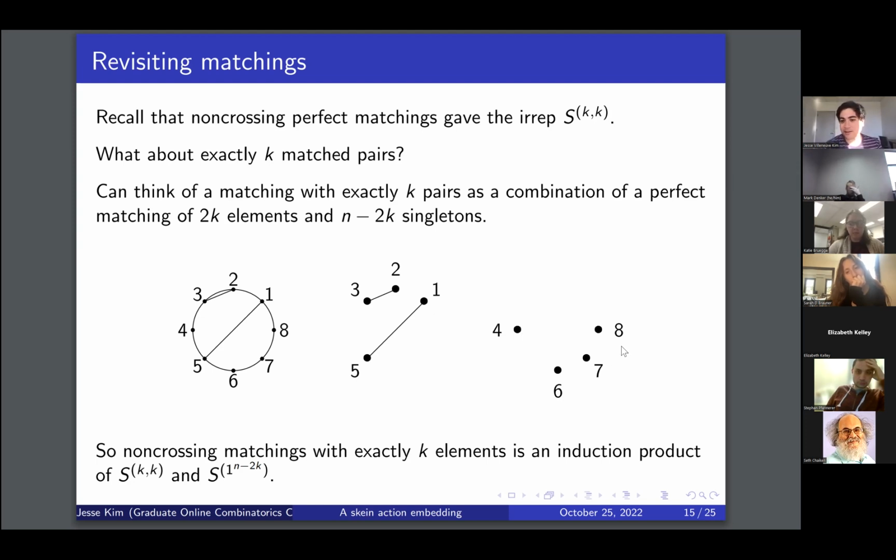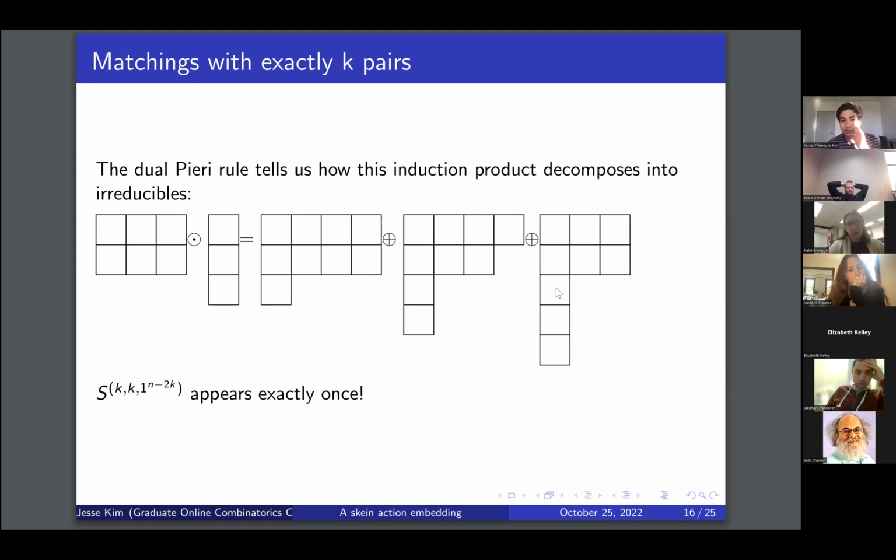And because the singleton vertices are just being a sign representation, there's a nice formula for what the isomorphism type of this representation is going to be. That's the dual Pieri rule. So we're taking a product of a representation that is isomorphic to a k by k, or a 2 by k rectangle. So we've got a row of k and a row of k, and we're multiplying it by a sign representation, which corresponds to a column.